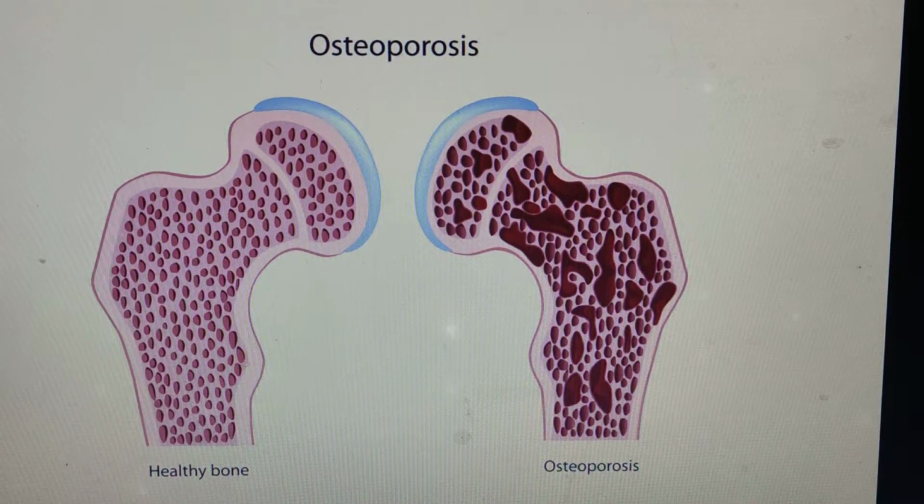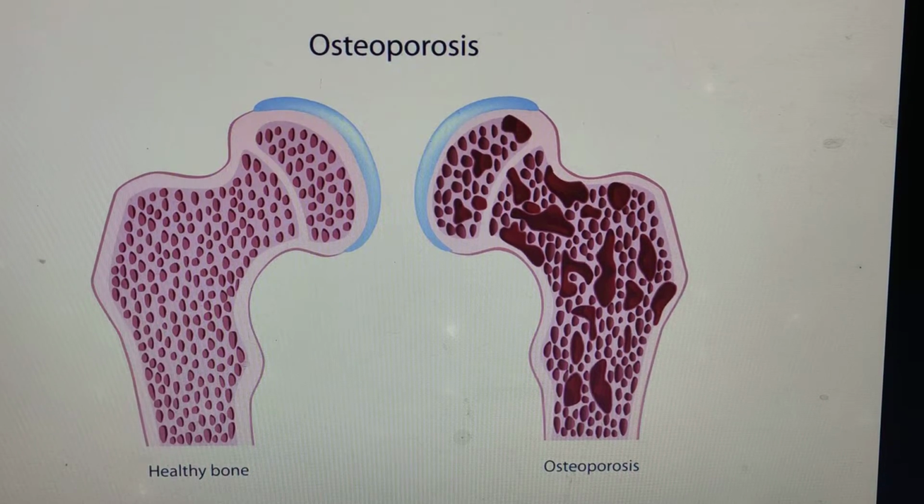There are many causes of osteoporosis, but the most common is postmenopausal women, right? Once you reach around 51, 52 years in females, there is a very high chance. The second cause can be senile, that means you're getting older. Third, it can be a hormonal cause, or fourth, it can be due to prolonged staying in bed.